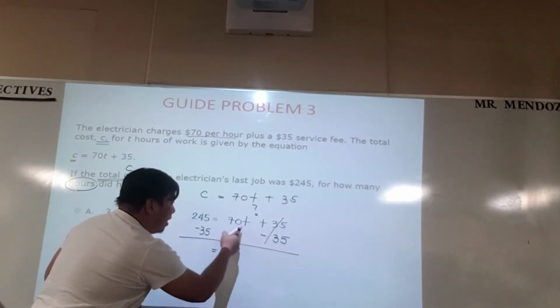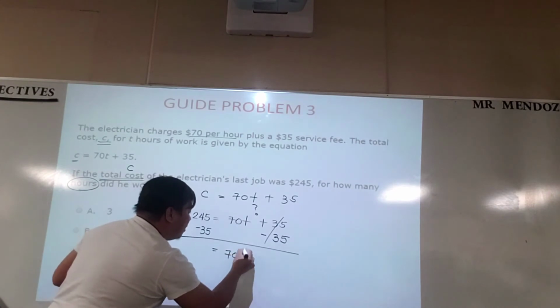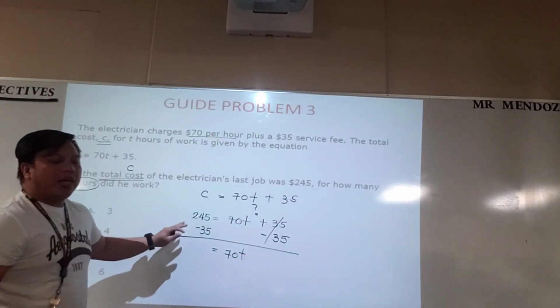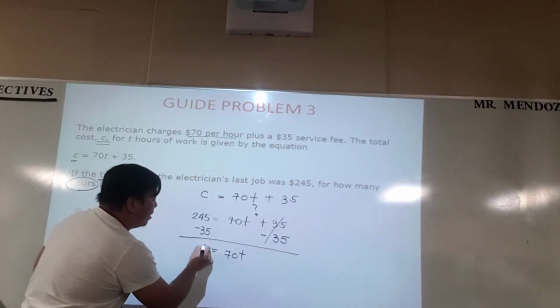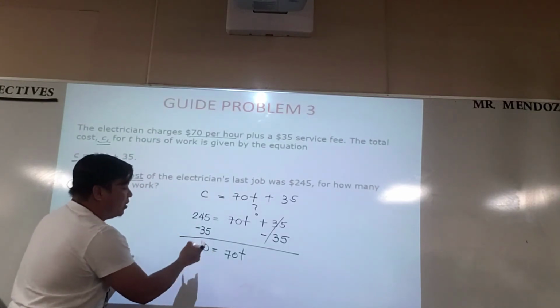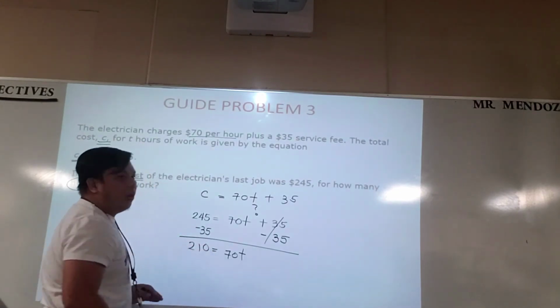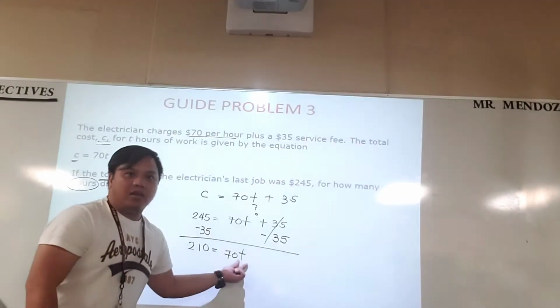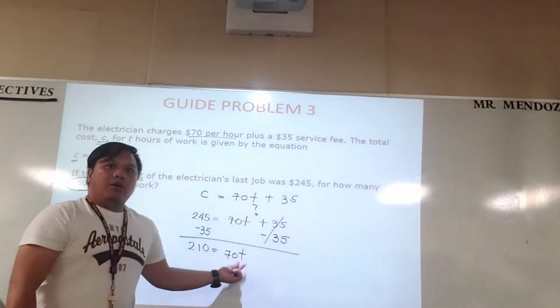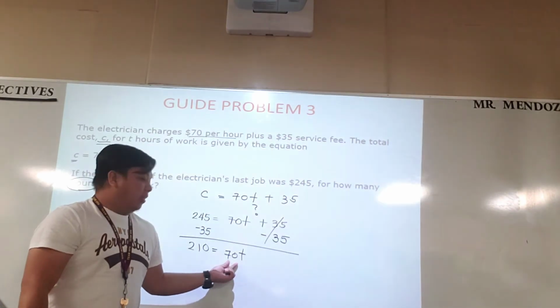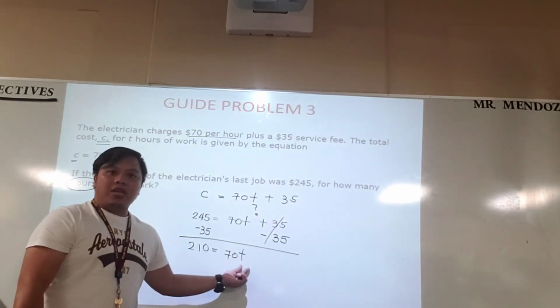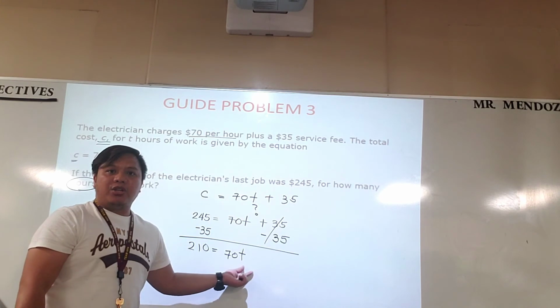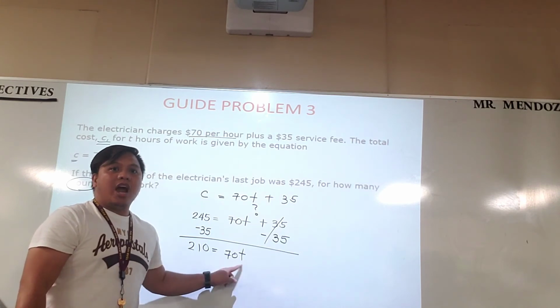And what is left here is 70T. And subtract this side: 5 minus 5 is 0, and 24 minus 3 is basically 21, so we have 210. Okay, but we're looking for the number of hours, which is basically the T, the time. So, again, 70T means what? Multiplication or division? They are multiplied.